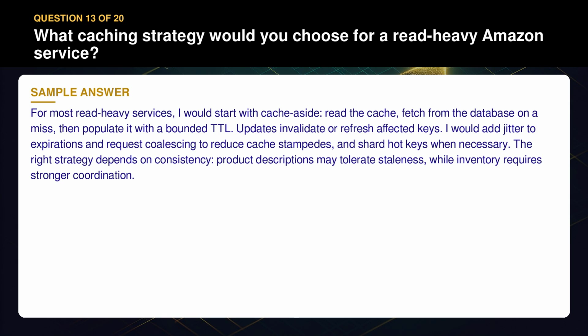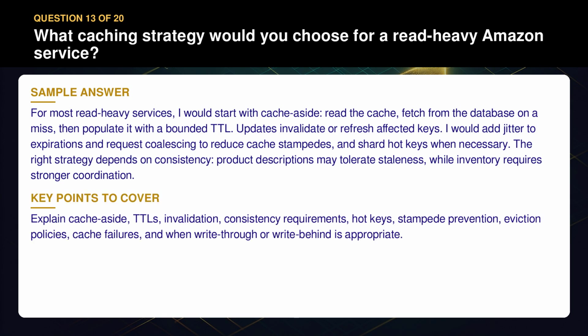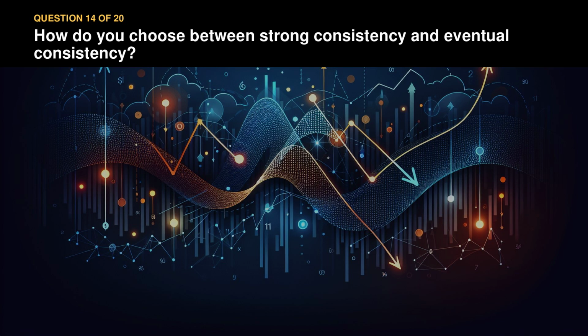The right strategy depends on consistency. Product descriptions may tolerate staleness, while inventory requires stronger coordination. Explain cache aside, TTLs, invalidation, consistency requirements, hot keys, stampede prevention, eviction policies, cache failures, and when write through or write behind is appropriate.